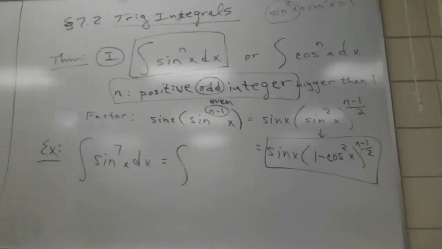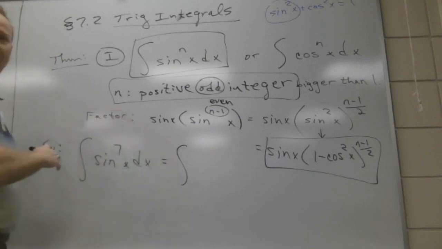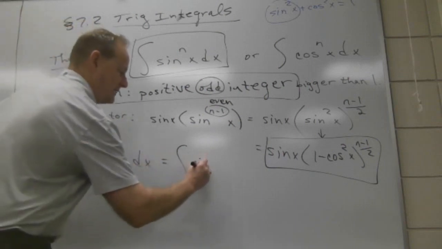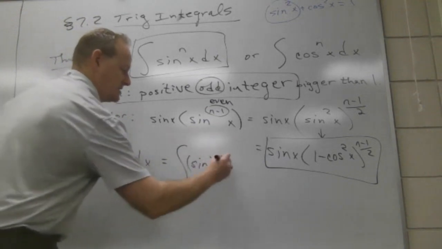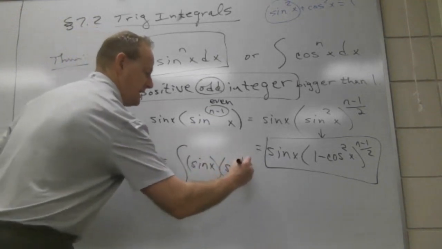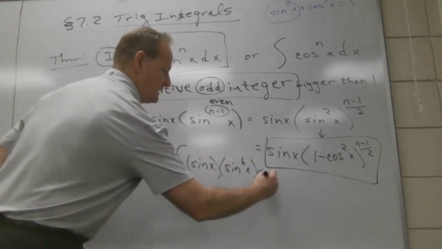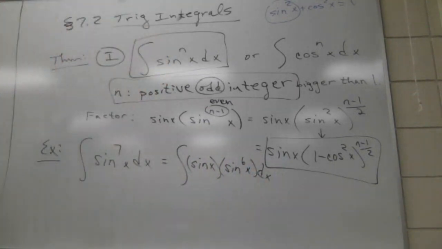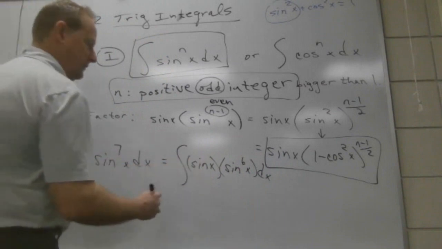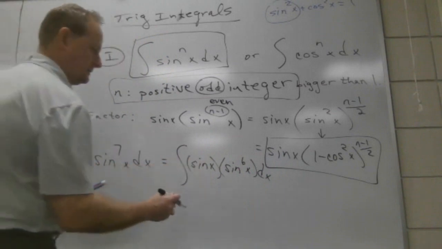I want to pull out a sine x. That's what I want to do. Now I can't pull it out front because it's a function, right? But when I say pull it out, I mean factor it out. So I'm going to rewrite this as sine x times sine to the 6th power of x with respect to x. Everybody agree? Okay. And then how do I want to rewrite that sine to the 6th power of x?